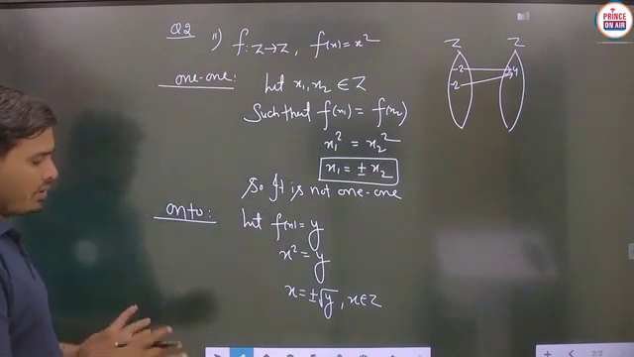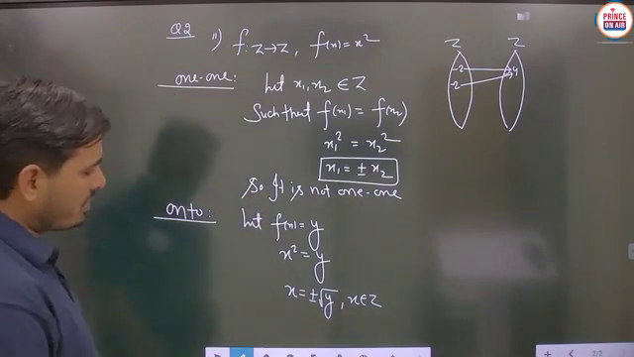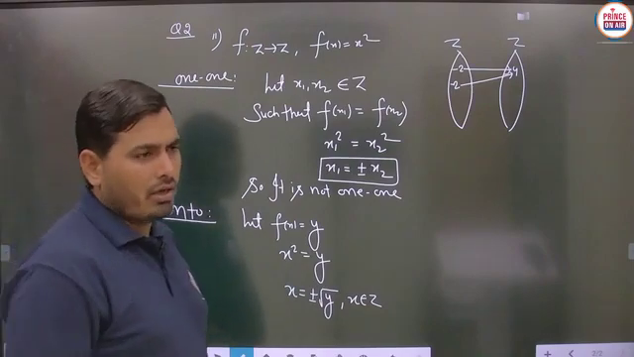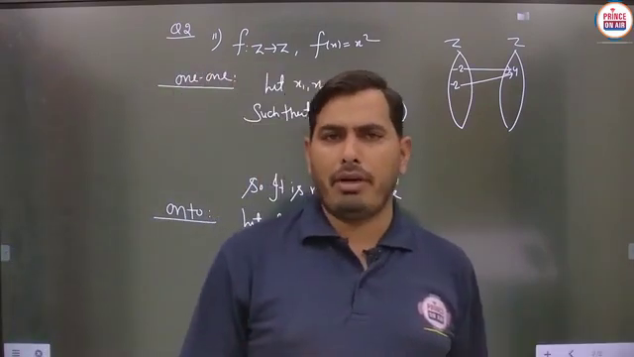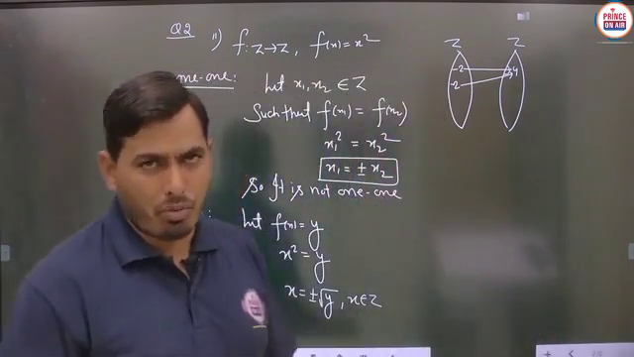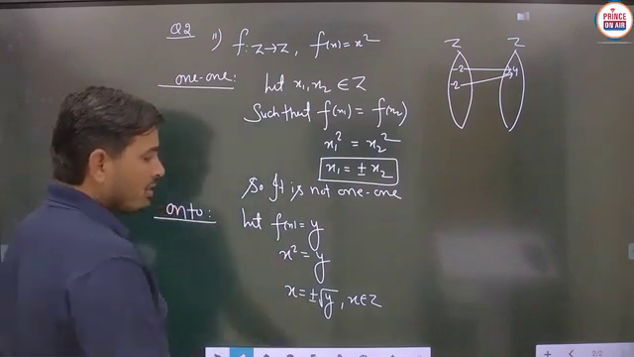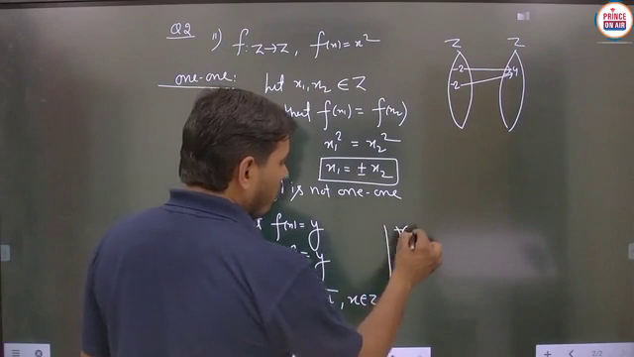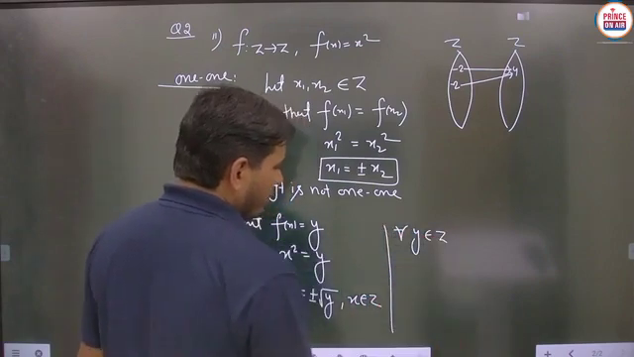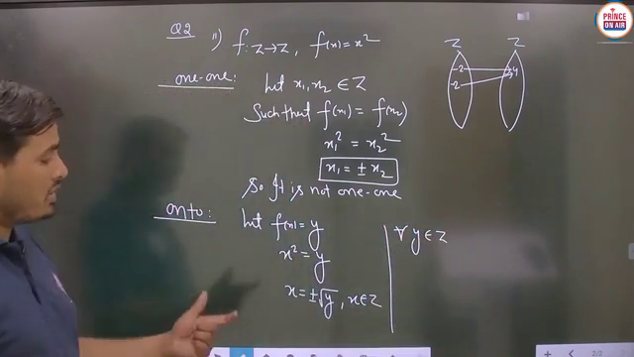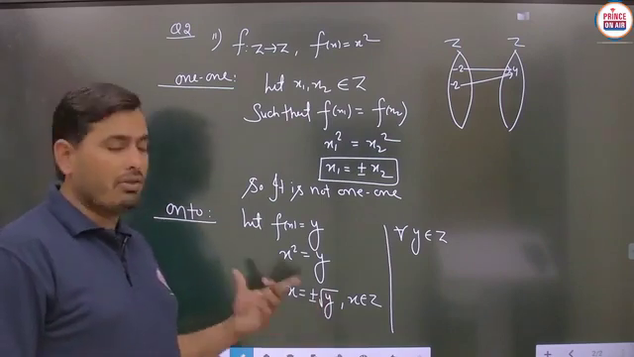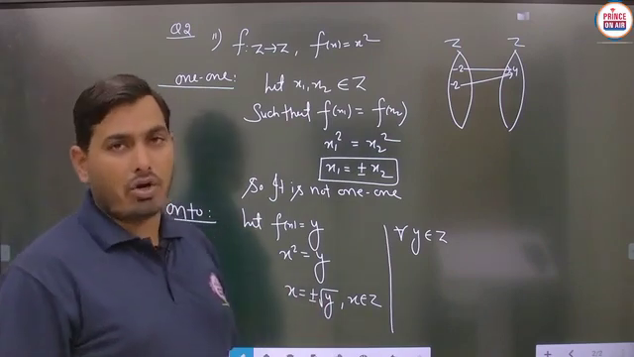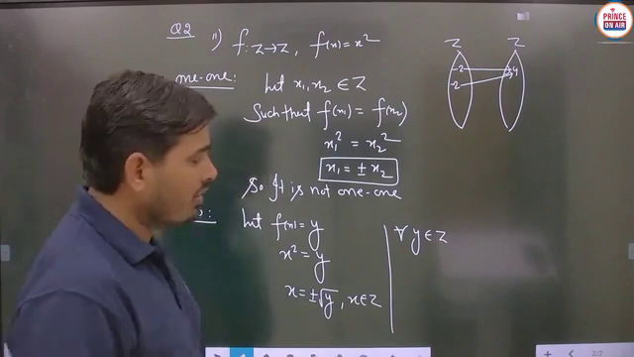So basically, student, this thing gets converted, but for onto we just have to check whether for each and every codomain element the pre-image in the domain will lie or not. So suppose for all y belongs to the set of integers, we are checking whether this particular part will lie in the set of integers, because the domain is always given as the set of integers.